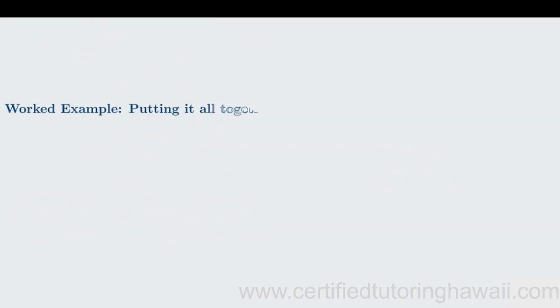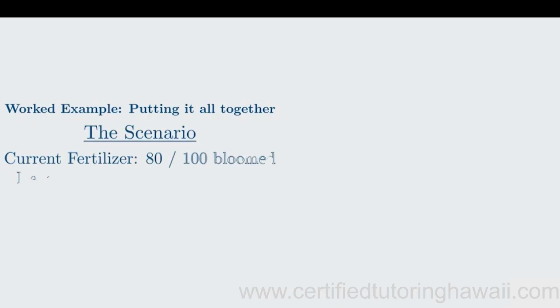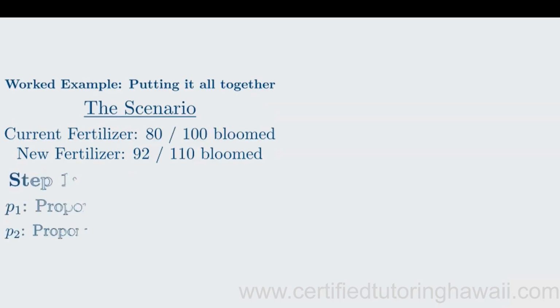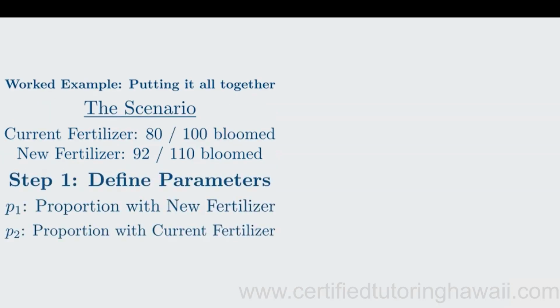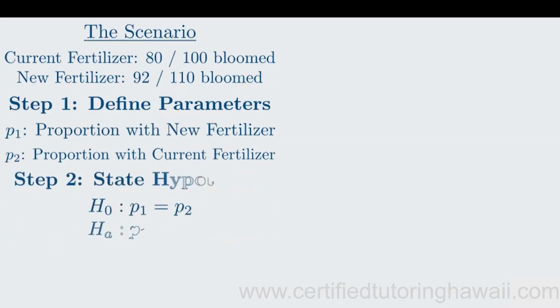Now, let's work through a full setup for a problem. Suppose we want to investigate if a new fertilizer increases the proportion of plants that bloom within 60 days compared to the current fertilizer. The scenario is as follows. With the current fertilizer, 80 out of 100 plants bloomed. With the new fertilizer, 92 out of 110 plants bloomed. First, identify the parameters. Let p1 be the true proportion of all plants that would bloom within 60 days using the new fertilizer. Let p2 be the true proportion of all plants that would bloom within 60 days using the current fertilizer. Next, state the hypotheses.